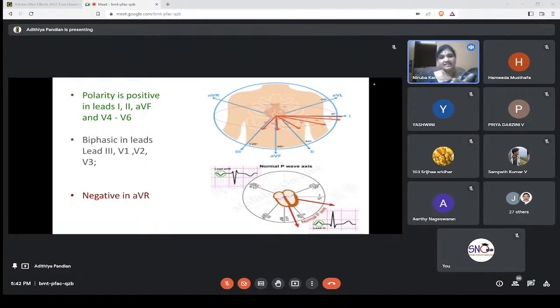Polarity will be positive from that side. You can see AVL, lead 1, lead 2, V4, V6, all of which are towards that vector direction. And biphasic we can see towards this AVR side. What all is there towards the AVR side? Lead 3, V1 and V2, and V3 also. All these you get biphasic waves. And the rest all you get positive waves. Next slide, please.